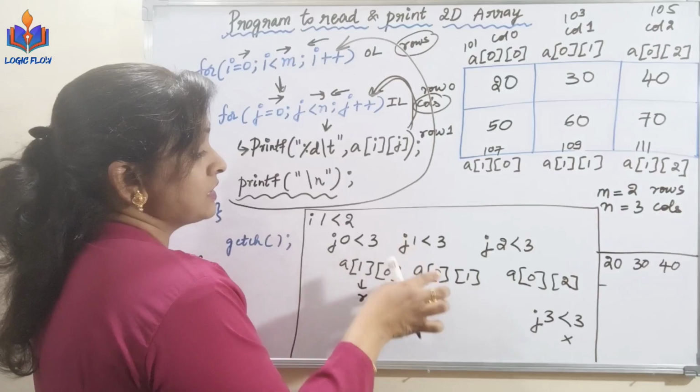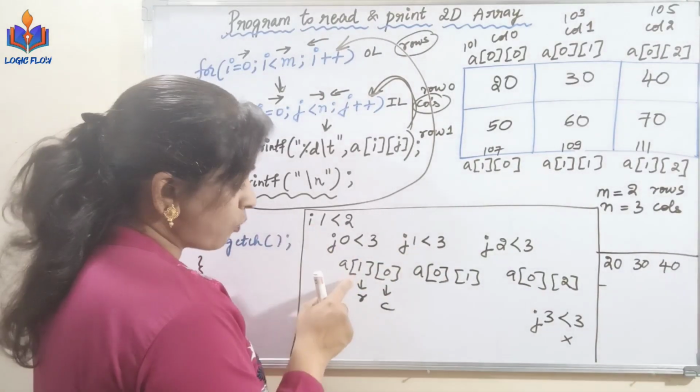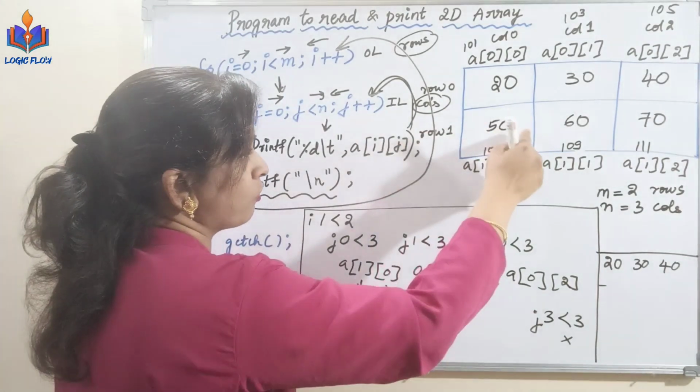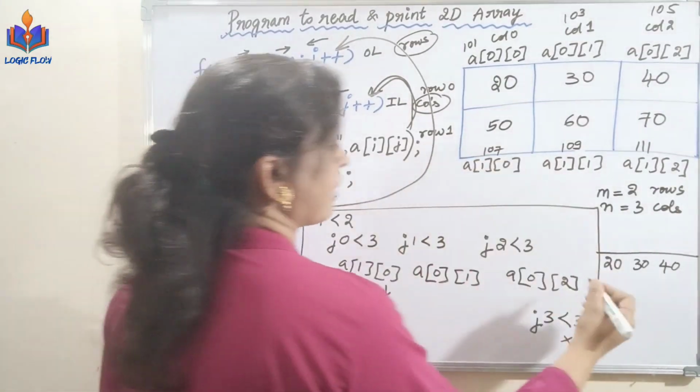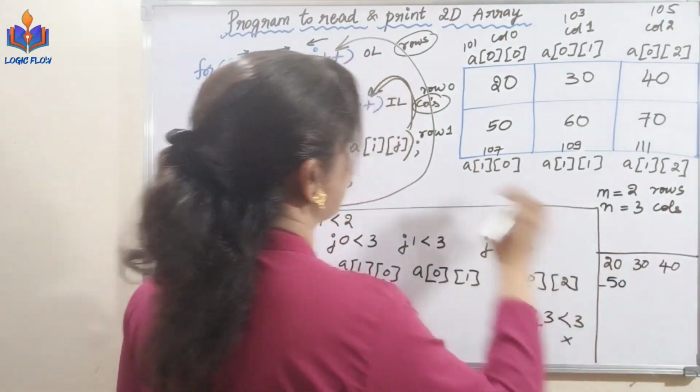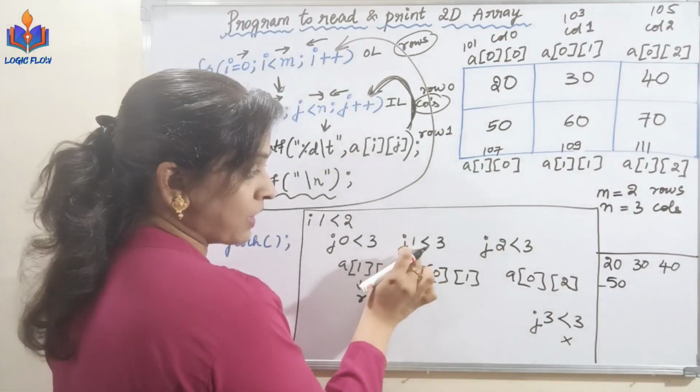Okay. So it is row 1, column 0. Row 1, column 0. 1, 0. So 1, 0. What do we have? It is 50. Have a tab space. Again, inner loop progress. J gets increased. It becomes 1. Again, true.